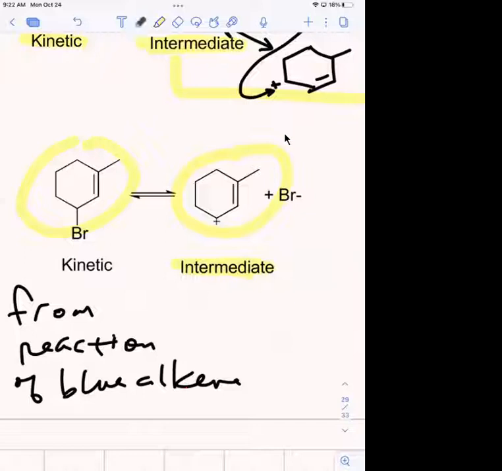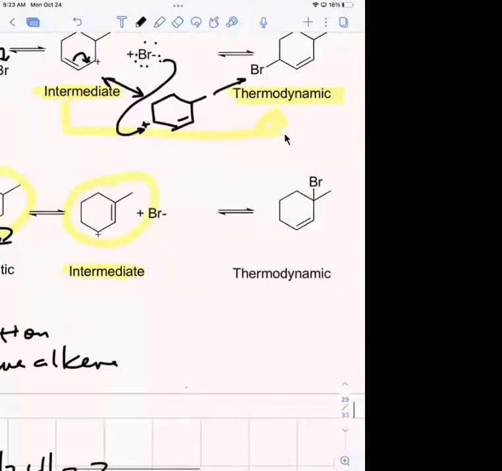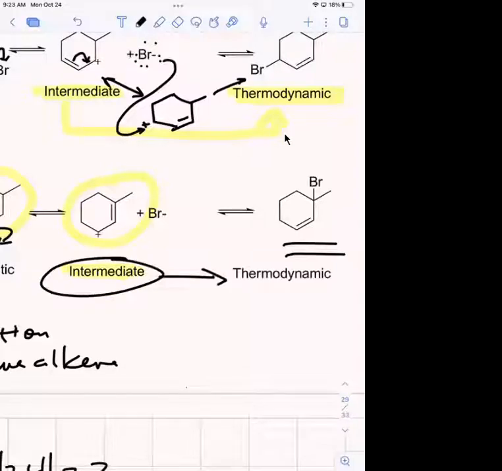So we show that like this, right? So this is that. And we just show an arrow with the carbon-bromine bond breaking. Is that right? Yes. And that'll get us to here. Now, how do I get from here to here? This is the other product.